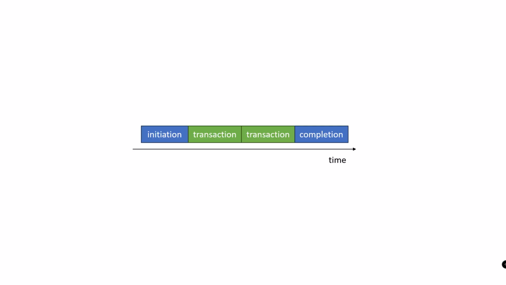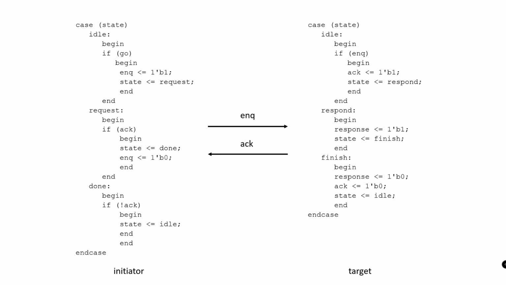Advanced interconnect systems use split transactions to reduce waiting times. The first operation initiates the request, a second operation completes it. Other transactions can be performed in between the initiation and the completion. Here's a Verilog model for the 4-cycle handshake, one case statement for each side.